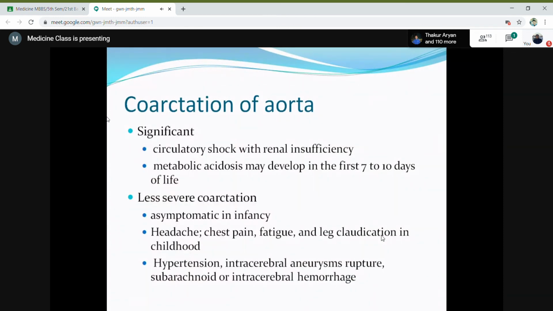If the coarctation is very significant, most of the patients present in early infancy or the neonatal period with circulatory shock and renal insufficiency. Some may present with metabolic acidosis. If it is less severe, they can be asymptomatic during infancy, and in childhood they may present with headache, chest pain, fatigue, and leg claudication. In the elderly they present with hypertension, intracerebral aneurysm rupture, subarachnoid and intracerebral hemorrhage as well.